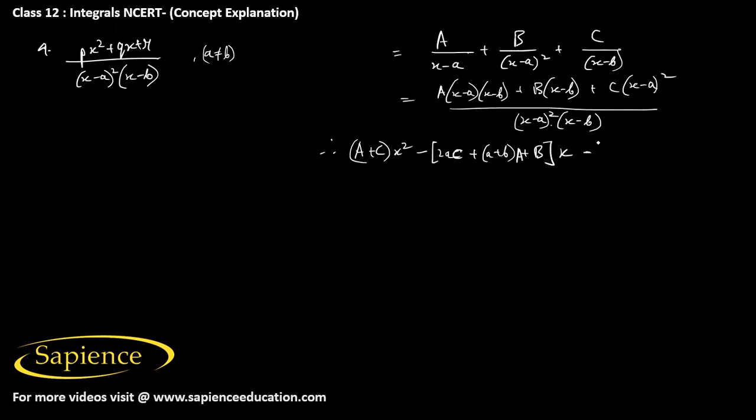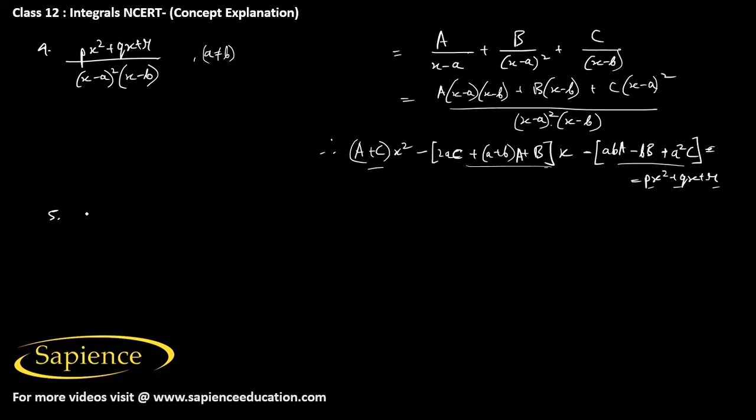Then minus this will be ABA and then minus BB, then plus A square C, that is equal to Px square plus Qx plus R. So then we can find out A, B, and C by using these three equations. Means this will be equal to P, this one will be equal to Q and this will be equal to R. So three unknowns are there, A, B, and C, and three equations, so we can find out the values of A, B, and C.